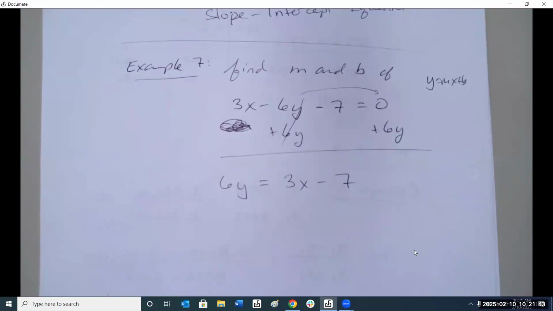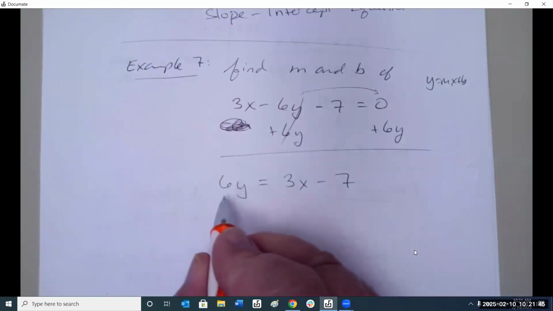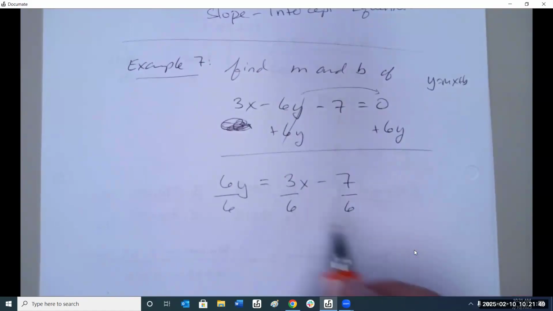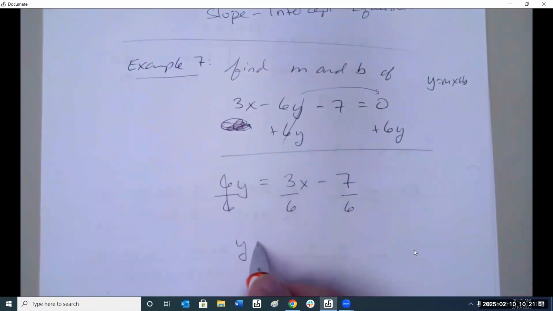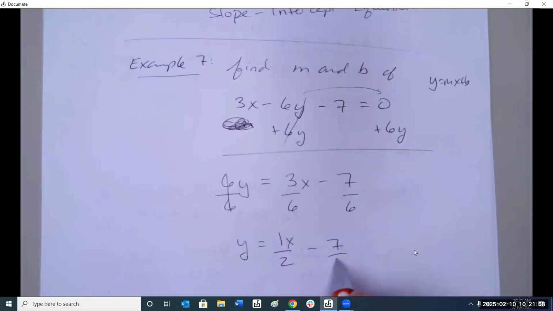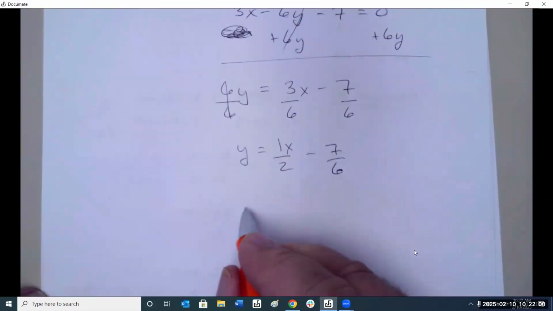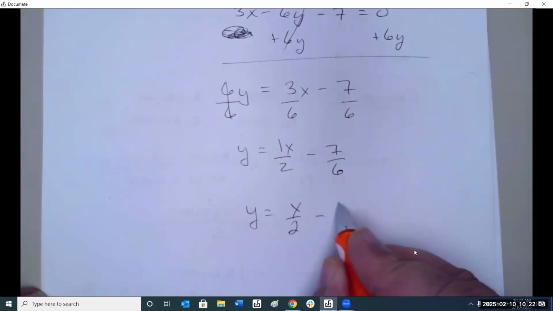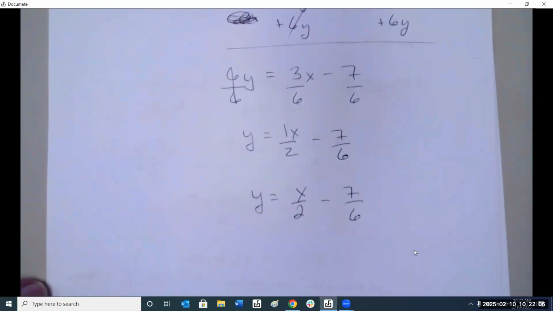Then you do what? Divide every term by 6. So this is 1 over 2 x, which is the same thing as x over 2, minus 7/6.